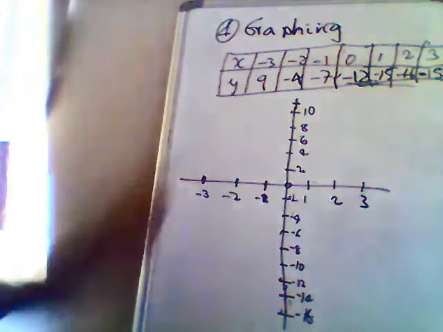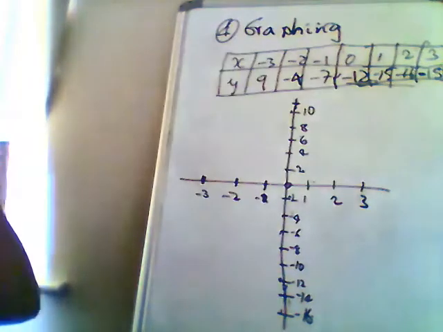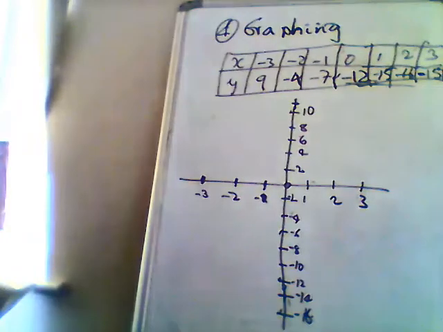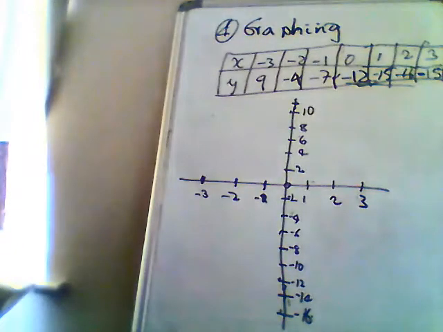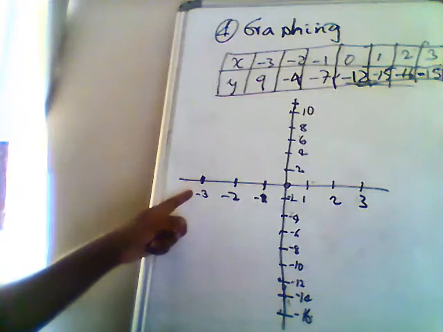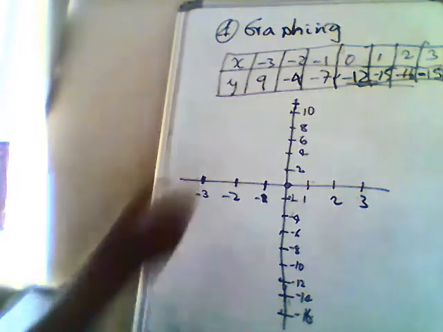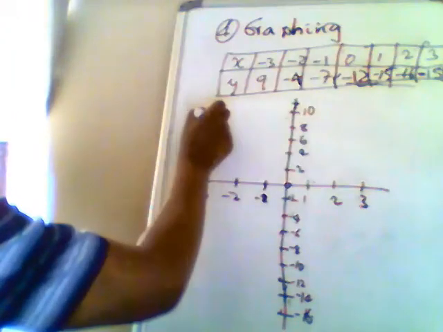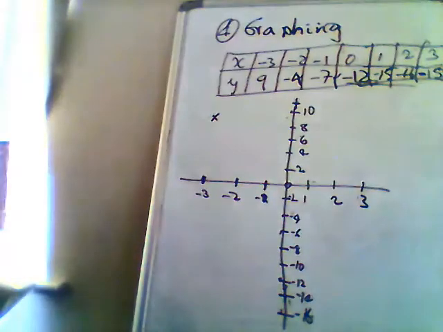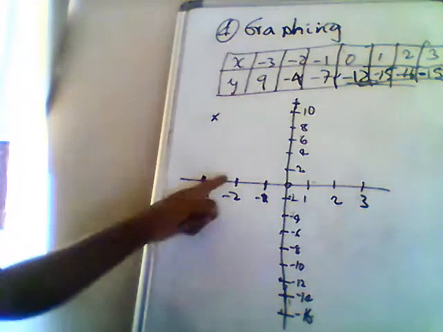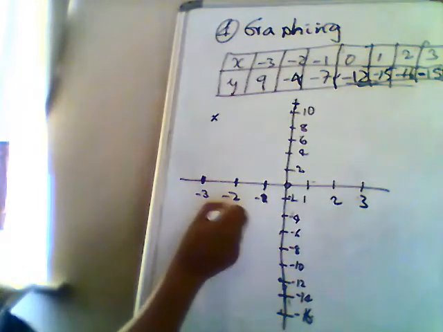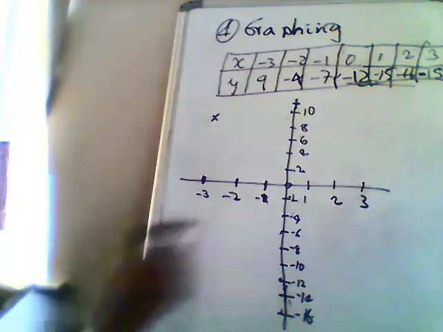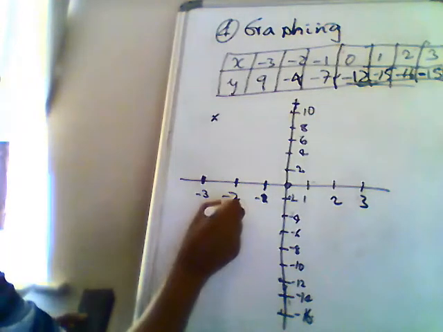All right. So then I'm going to be plotting these points. I don't have an exact graph, but at least you're getting an idea. The whole idea is to try to understand what is going on rather than the accuracy. So when x is minus 3, y is going to be 9, so somewhere here. When x is minus 2, y is going to be minus 4, so somewhere here.